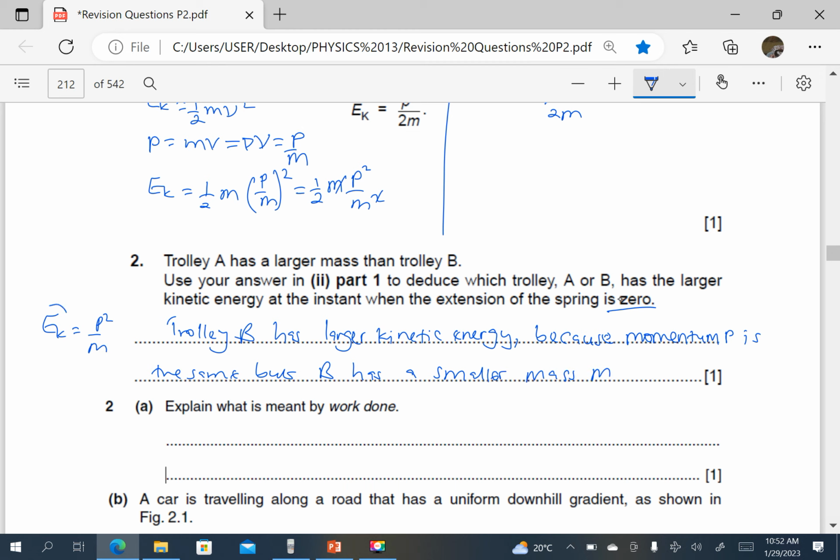So from this expression, you see kinetic energy is inversely proportional to m. Because B has a smaller mass and yet the momentum is the same, a smaller mass means a larger kinetic energy. As simple as that.